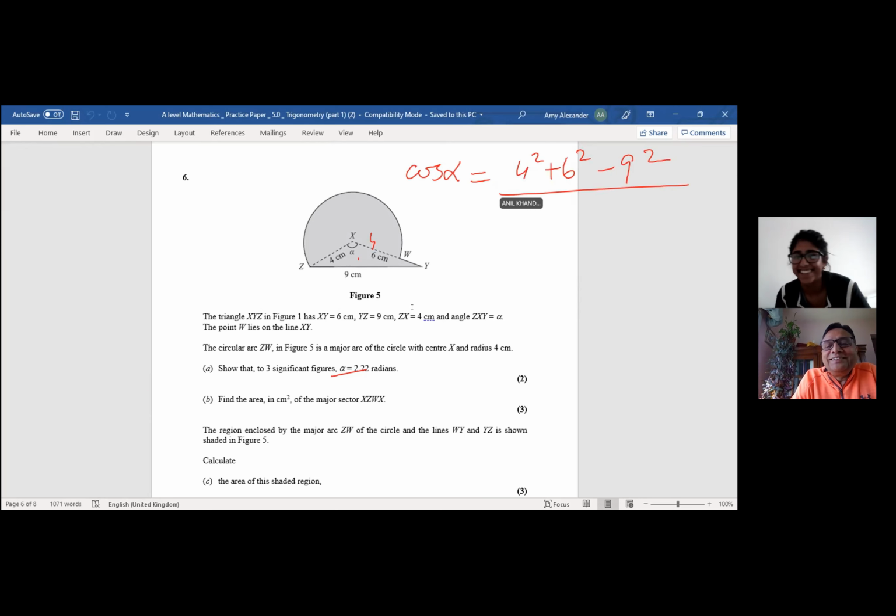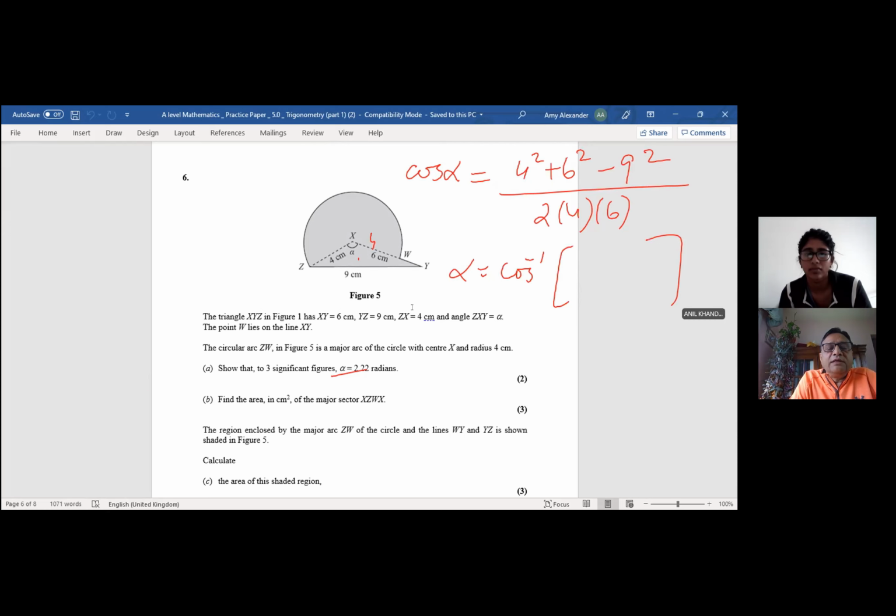Yeah, look at the triangle. So 2 times 4 times 6. Sometimes you can get tricked. So when you do this, alpha equals cos inverse of all this, and then you get this value of alpha. Is that clear to you? We'll assume that to be correct. Okay, next part.